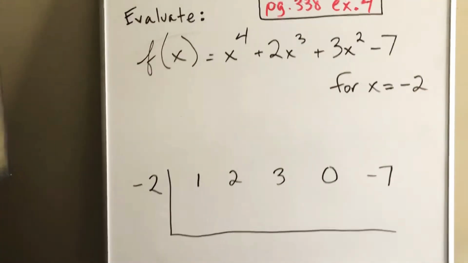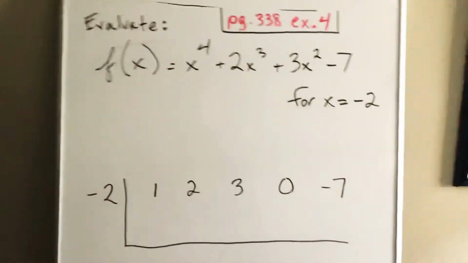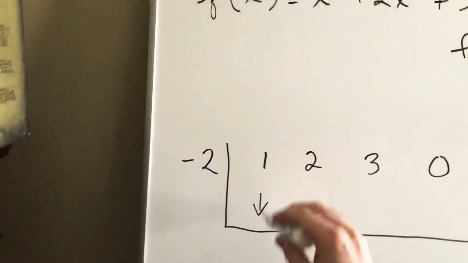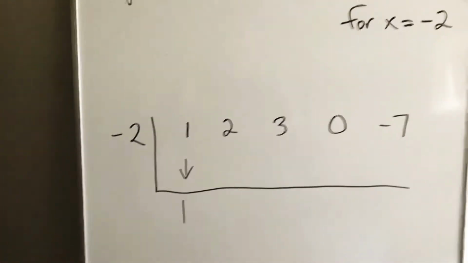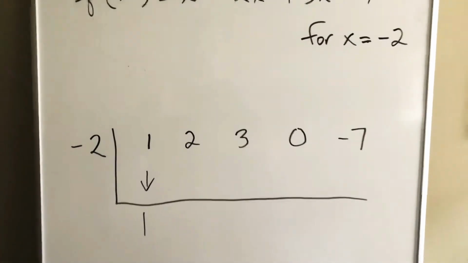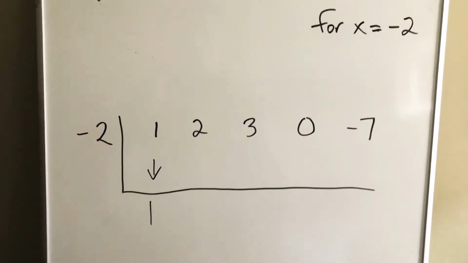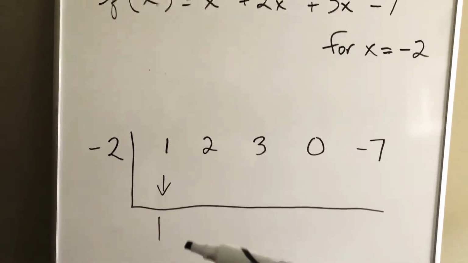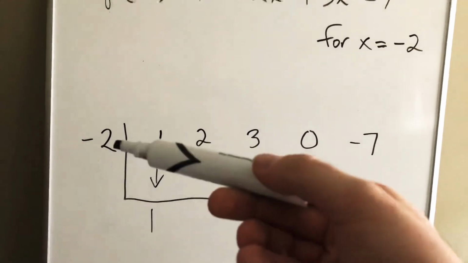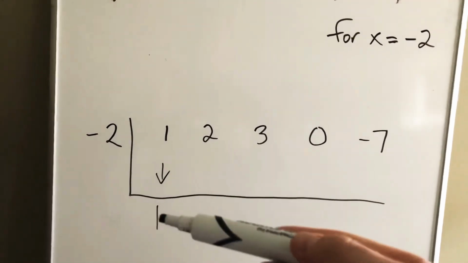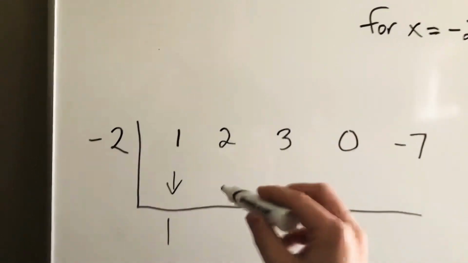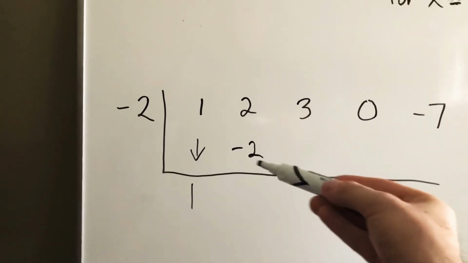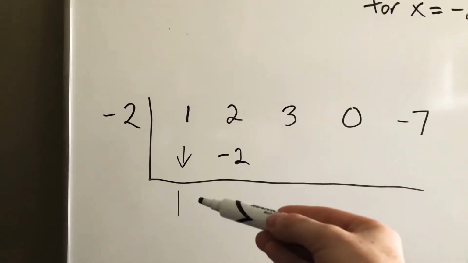The first thing I'm going to do, I'm going to take that first coefficient 1, and I'm just going to bring it down. The only thing you have to do is basically just put a little arrow here, and let's put 1 right there. Now, for the remainder of the problem, I'm going to be multiplying my input -2 times the number that's been brought down. So starting with -2 and 1, I'm going to multiply them and put a -2 right here. Once again, this -2 is a result of multiplying this times this.